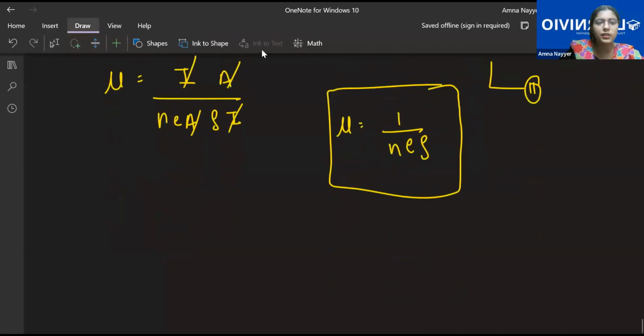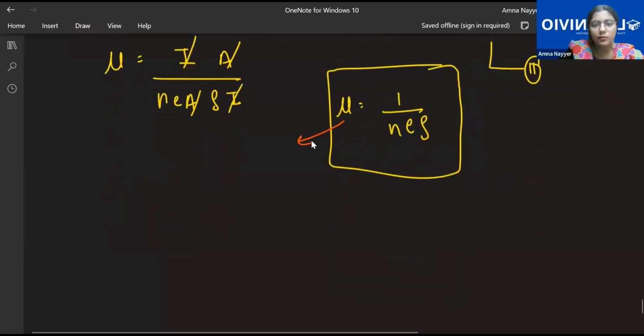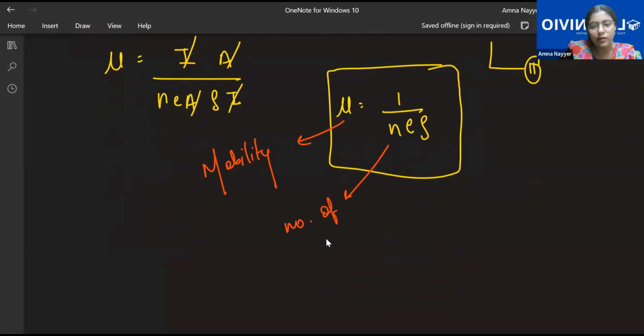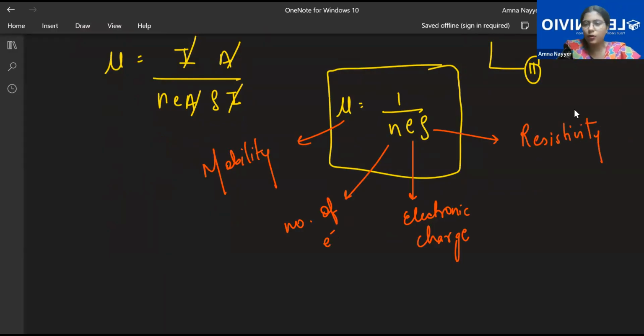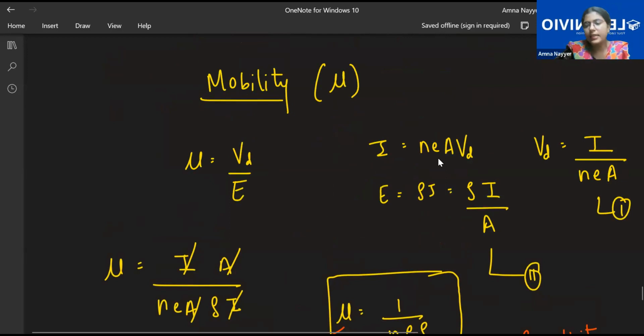What are all the terms? I hope you know. Mu is the mobility. n is the number density, the number of electrons that we take. e is the electronic charge. And rho is the resistivity. Okay. Now lots of theory portion we have seen. Based on these things, we will see the numericals, especially the current and the current density ones. Please quickly write this. Let's at least see one or two numericals. Please write this.